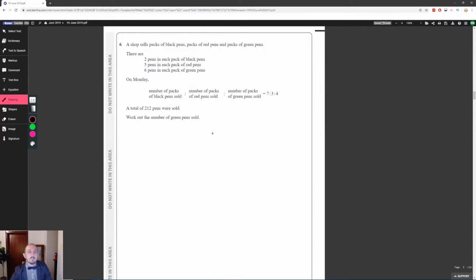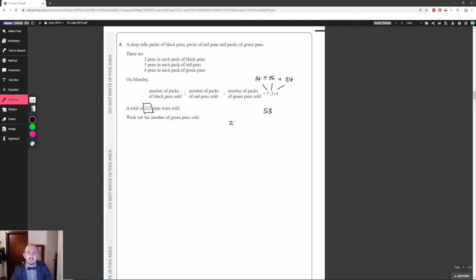We're selling different packs of pens here, and we have the packs sold in a ratio of 7 to 3 to 4. So the number of pens within this first one, which is the black pens, we sold 7 lots of 2, so we've got 14 there. For the red pens, each pack has 5 and we sold 3 lots, so that's 15. And then for the green, we have 4 lots of 6, that's 24. Okay, so when we add all of those up, we get 14 plus 15 plus 24 is 53. And we've got a total of 212 pens were sold.